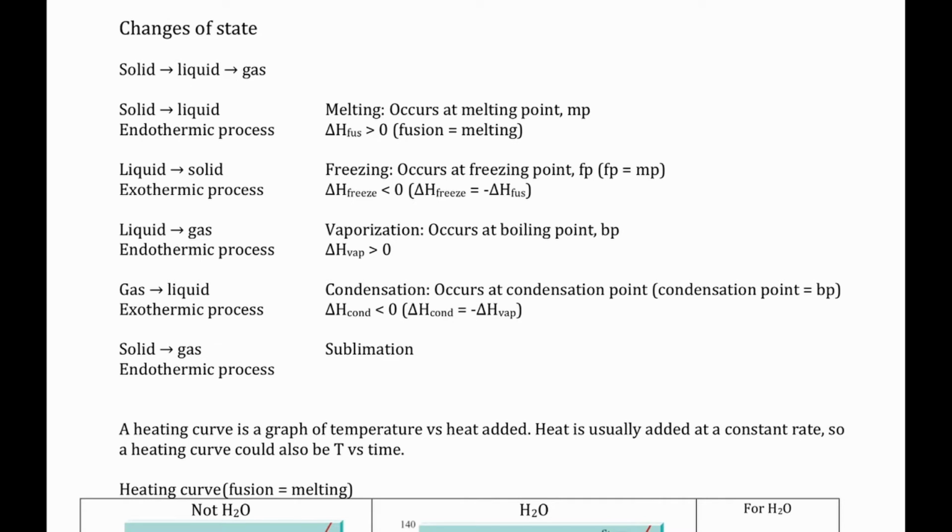To go from the gas to the liquid, so going the other direction, that's exothermic. That would be a condensation process. It would occur at, we could say, the condensation point. It's the boiling point. And the delta H would be less than 0. We can also go from the solid phase directly to the gas phase. That's an endothermic process. That takes energy. That process is referred to as sublimation.